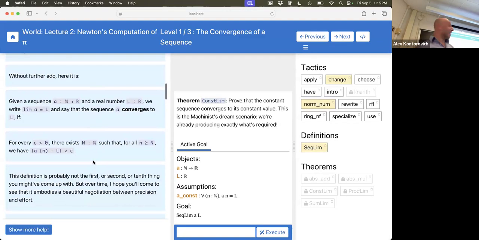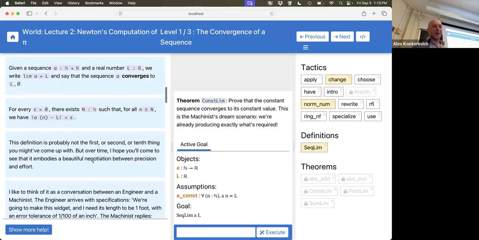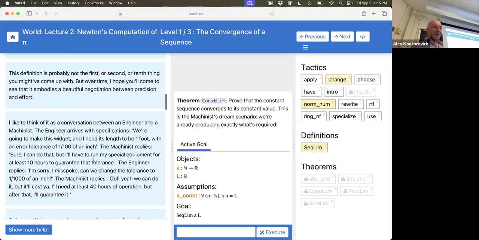This definition is probably not the first, second, or even 10th thing you might come up with, but over the course of this course, I hope you will see the importance of this way of doing calculus. You'll see that it embodies a beautiful negotiation between precision and effort. So let me try to make that into a little story.